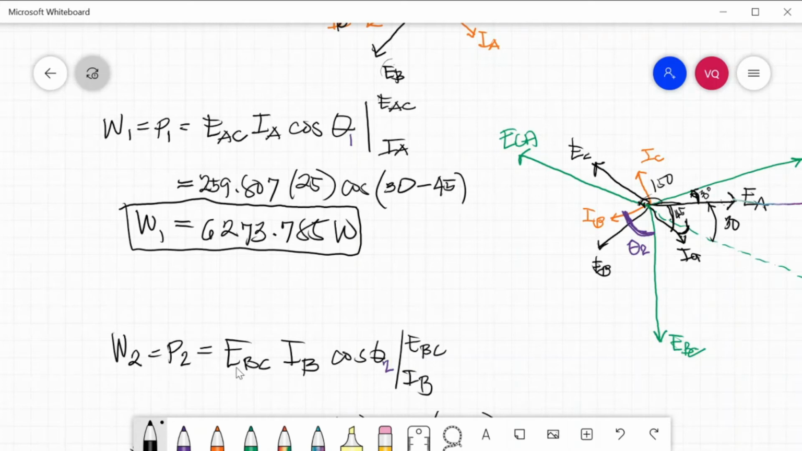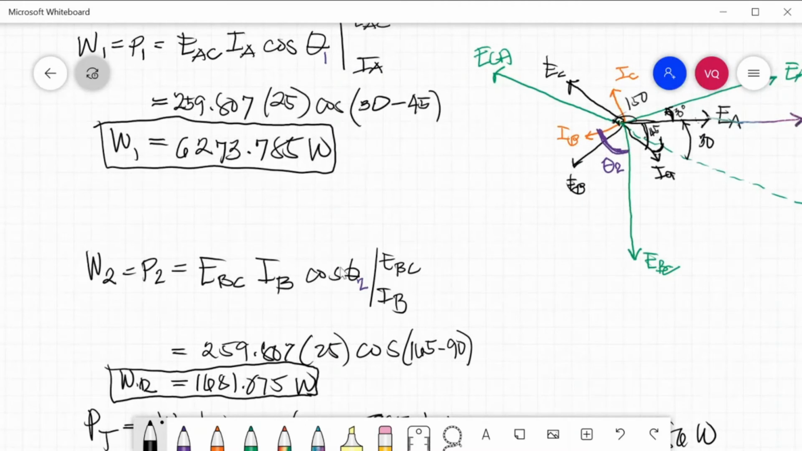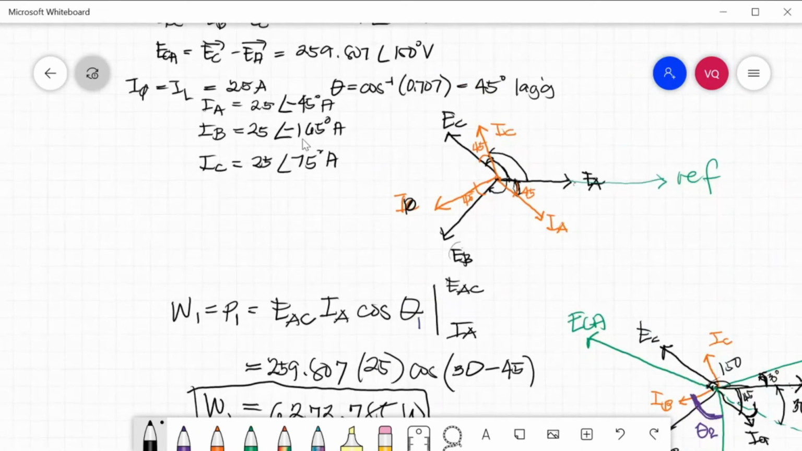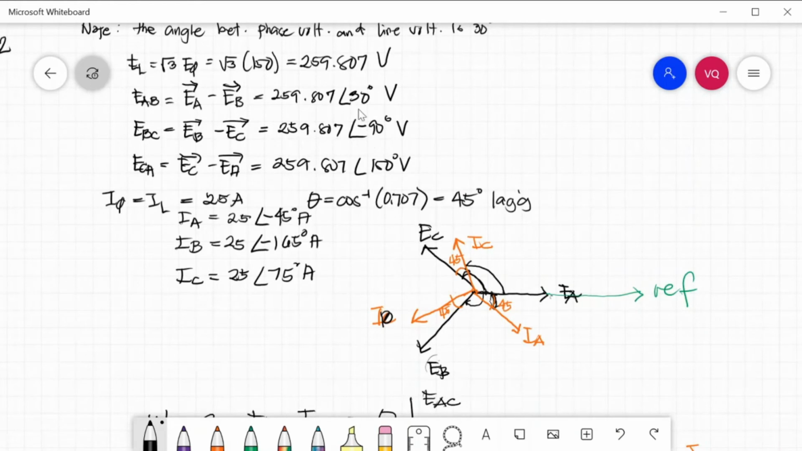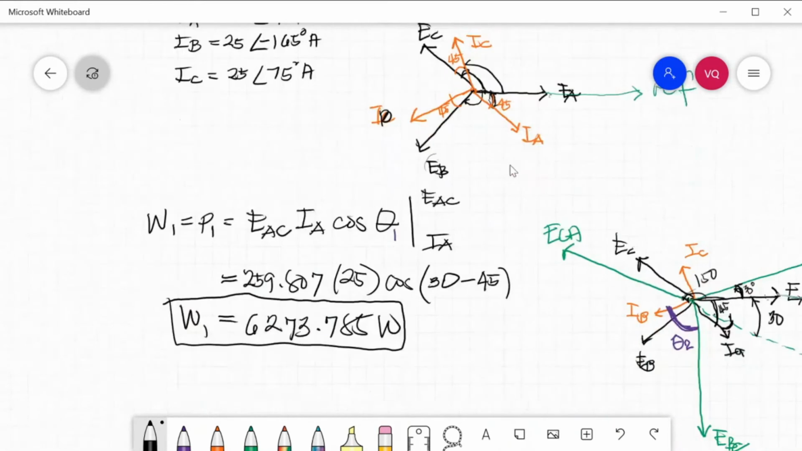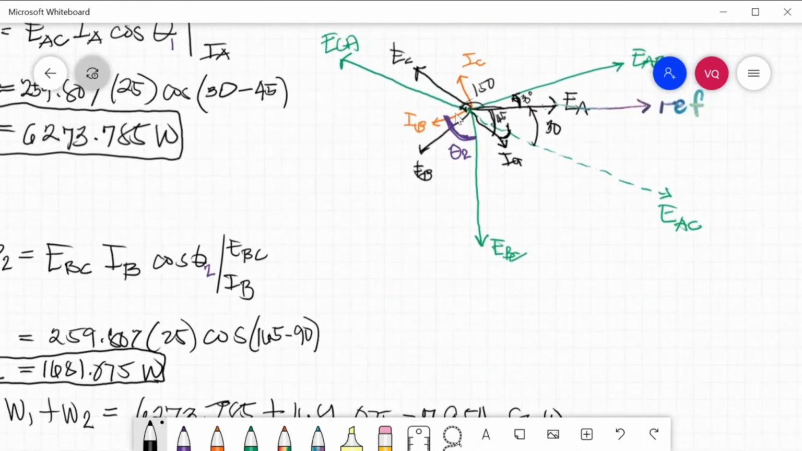For the wattmeter 2, we have EBC IB cosine theta 2. So EBC natin nandito, that is 90 degrees with respect to x-axis, and IB natin is here. So the angle between EBC and IB, since the angle of IB with respect to reference is 165, nandito siya. Yung IB natin is 165 with respect to x-axis, and EBC is 90 degrees with respect to x-axis, clockwise direction. So, magiging 165 minus 90 degrees para makuha natin yung angle between IB and EBC.